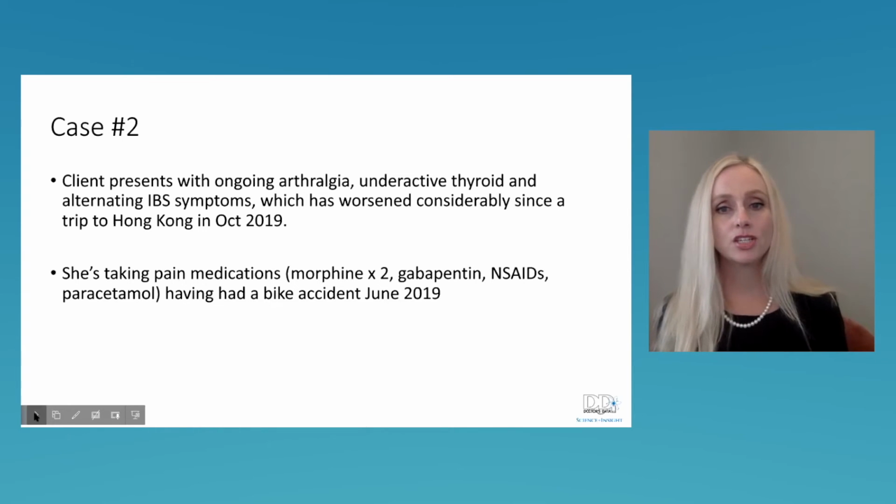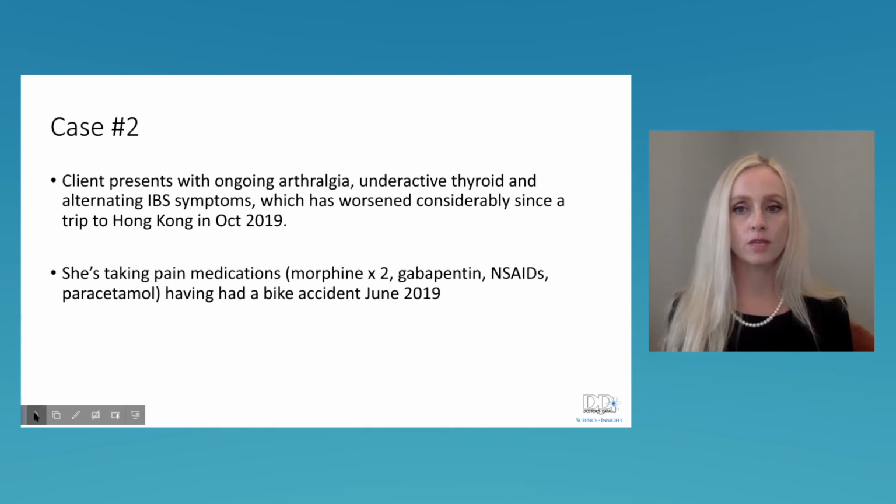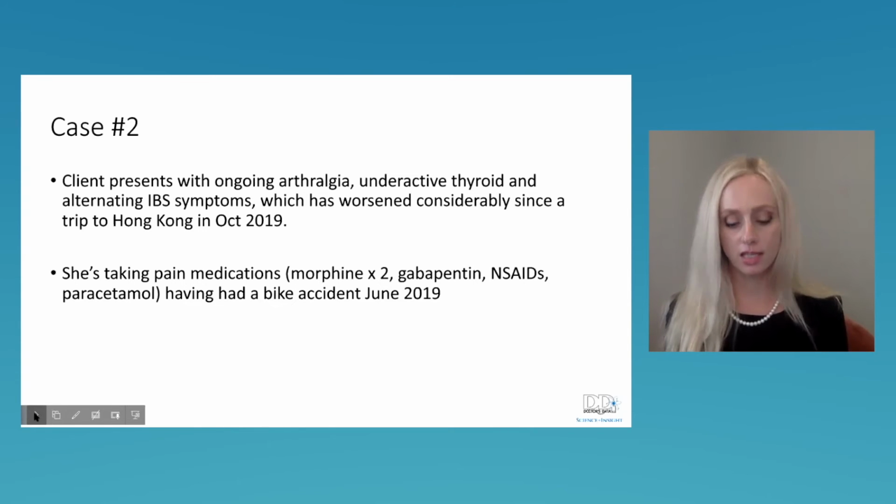Now, the patient's symptoms have really worsened since a trip to Hong Kong in October of 2019. So there was some travel there, and there are some aggravating incidents. Of note, significant history: the patient is on medications, morphine, gabapentin, NSAIDs, and paracetamol, after having a bike accident in June of 2019.